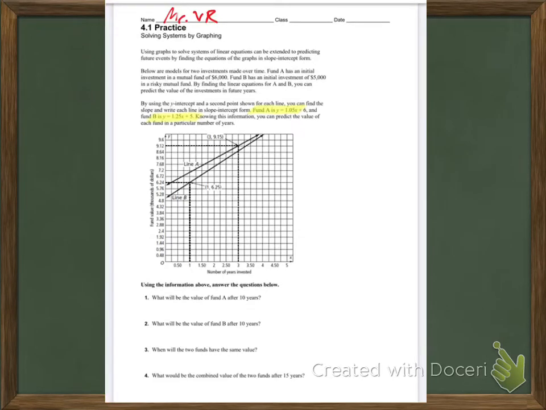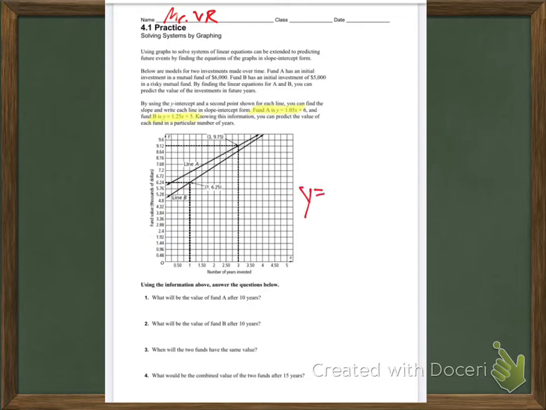This is 14.1 practice. For the first one, I just want you guys to focus on what I have highlighted. Fund A has y equals 1.05x plus 6, and Fund B is y equals 1.25x plus 5. So the first question is, what will the value of Fund A be after 10 years? So all we really need to do here is plug in 10 for the x.